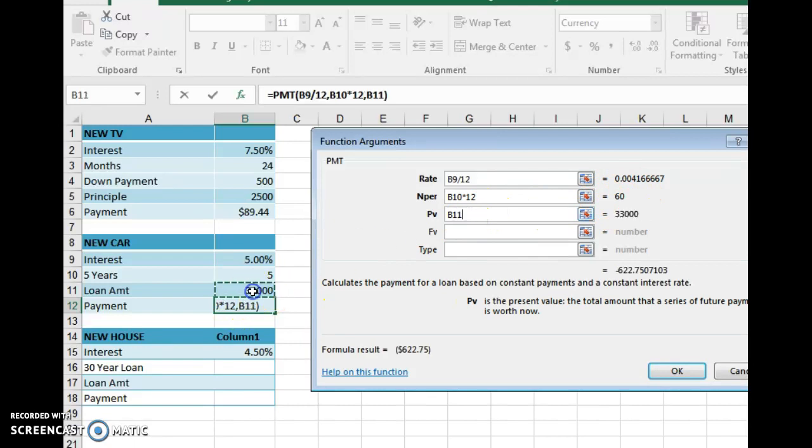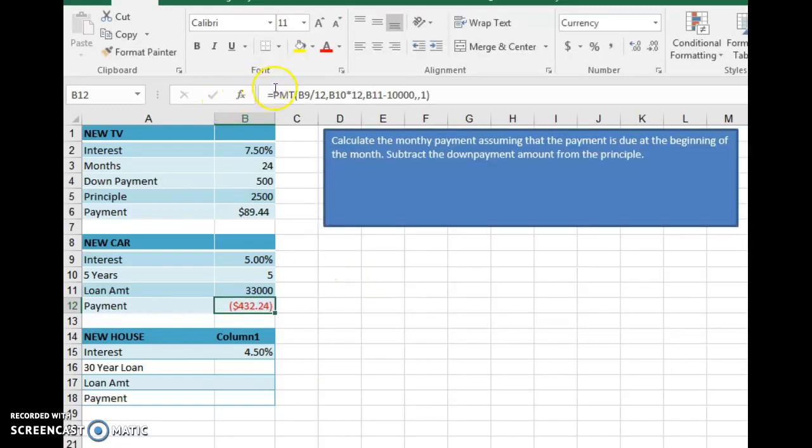The present value of the loan is $33,000, but let's say I was going to do a down payment of $10,000. Put that in there. So now I'm going to be borrowing $23,000, and it's going to be due at the beginning of each period. And then you would just put a negative sign in front of the PMT up here, and we'll have a $432 payment every month.